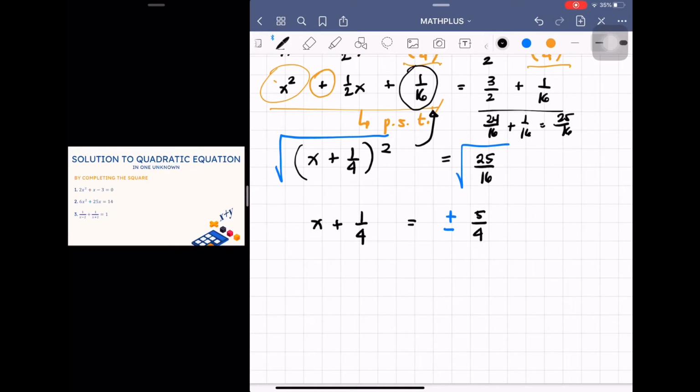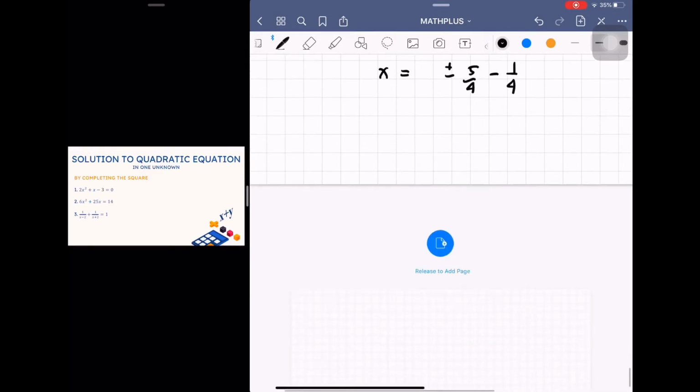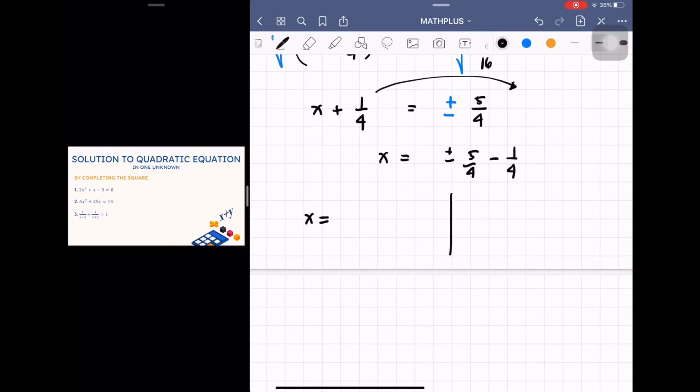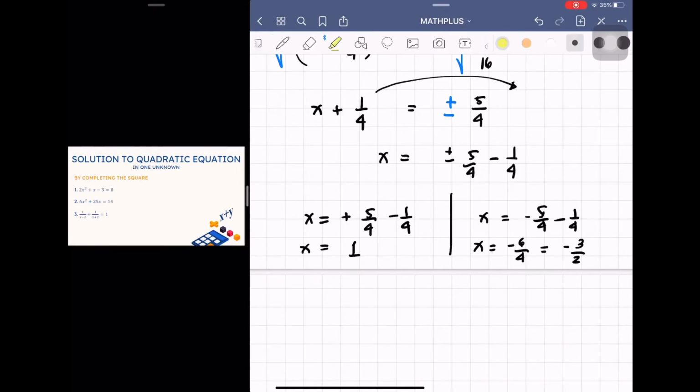And then you transpose 1/4 to the right side, and that will result to x being equivalent to positive negative 5/4 minus 1/4. Therefore, you produce two roots for x. One is x equals positive 5/4 minus 1/4, and the other is negative 5/4 minus 1/4. Simplifying that, the first root is 4 over 4, so that's positive 1. Then negative 5/4 minus 1/4 is negative 6 over 4, which simplifies to negative 3 halves. These two will be representing the roots of our quadratic equation.